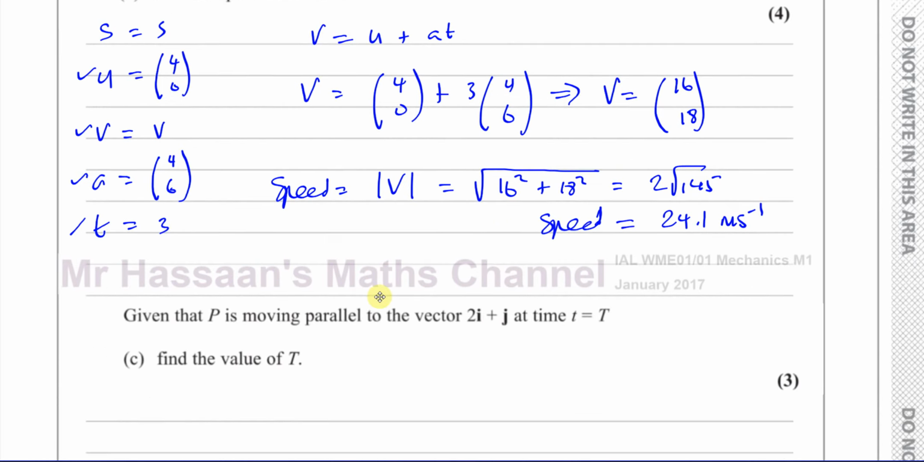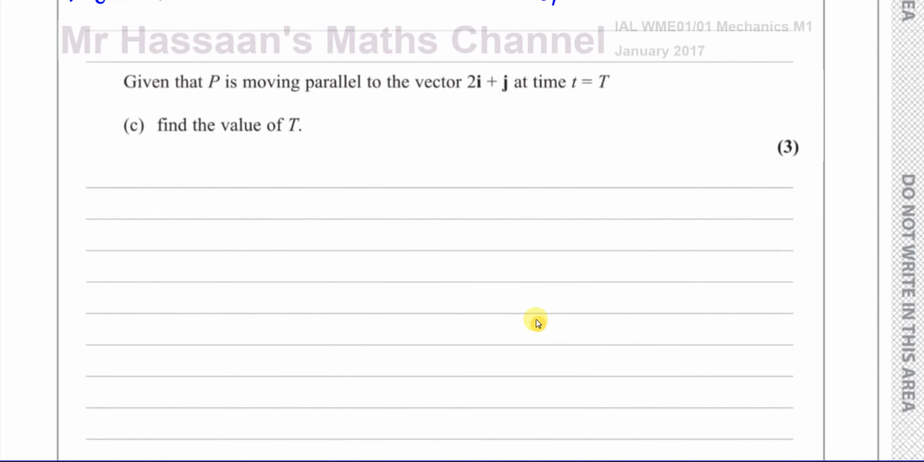Now for part C, it says, given that P is moving parallel to the vector 2i plus j at the time t equals T, find the value of T. So again, we're going to use v equals u plus at. Let me just put these values down. Now we know that the velocity at the time T is parallel to this vector, so it's going to be some constant times (2, 1). Okay, because at time t equals T, it's moving parallel to this vector (2, 1). So it's going to be some multiple of that vector, right?